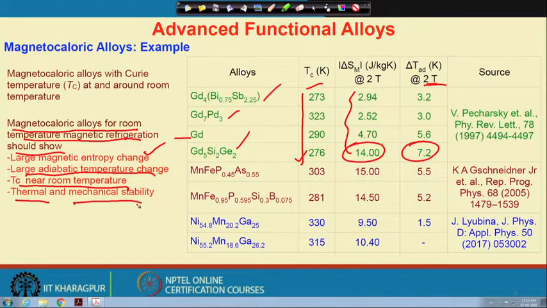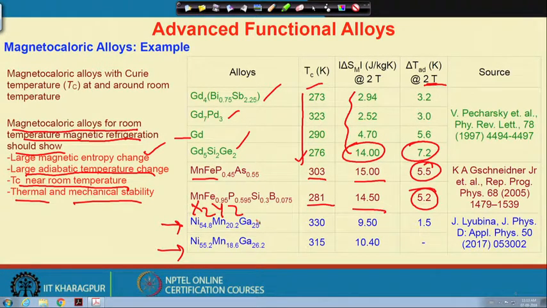And on the other hand, some of these compounds containing iron and phosphorus, arsenic with manganese have shown very good magnetocaloric effect, where the adiabatic temperature change has been observed in the range of 5.5 to 5.2. So, the total entropy change is also very high, and you can now recognize these alloy systems which are full Heusler type compounds, X2YZ.